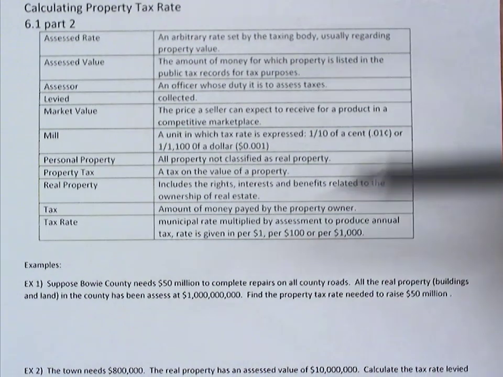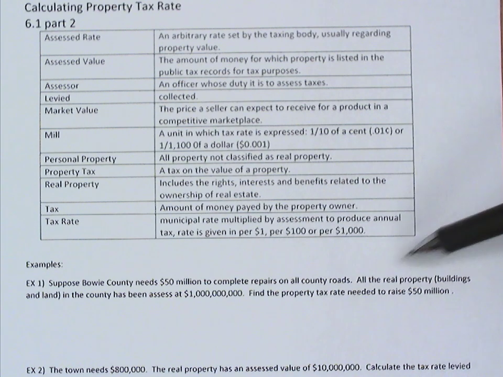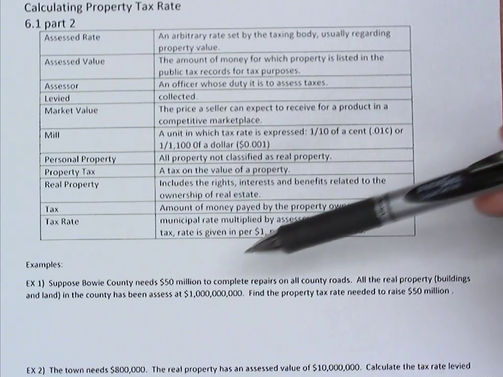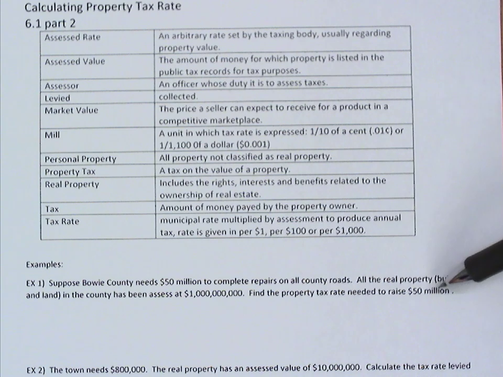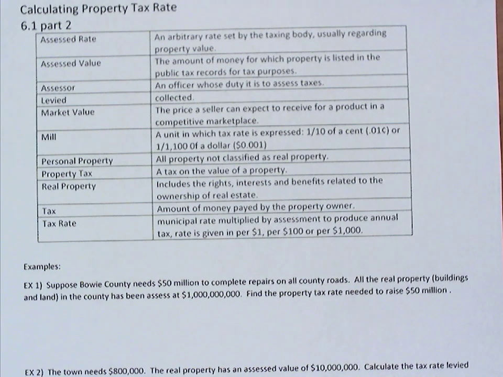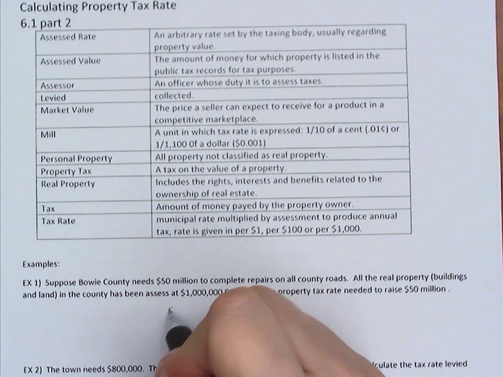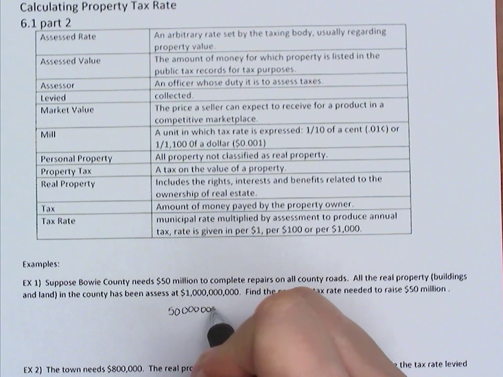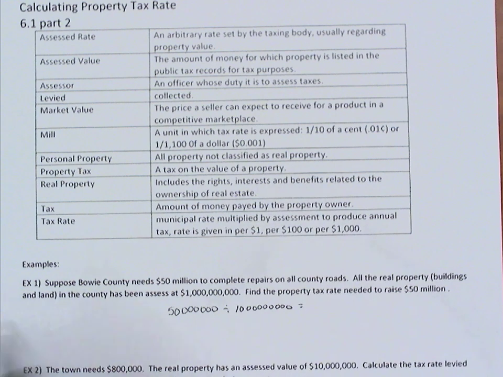So suppose Bowie County needs $50 million to complete repairs on all county roads. All the real property, that's the buildings and the land in the county, has been assessed at $1 billion. So you're going to find the property tax rate needed to raise $50 million. This is as simple as taking the $50 million and dividing it by the $1 billion. And that's going to give me my tax rate.